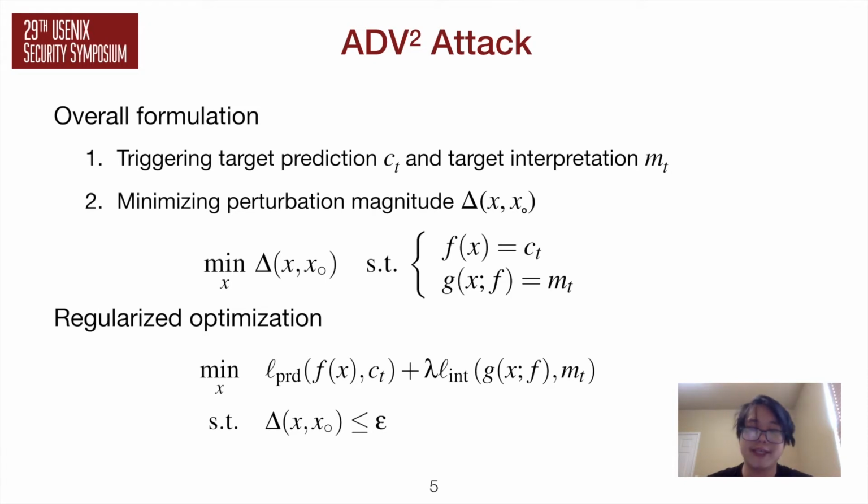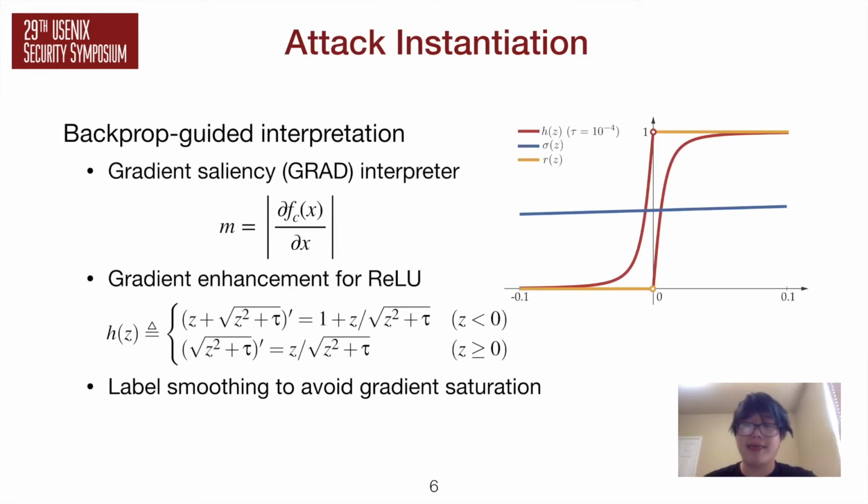Here, L prediction is the targeted PGD loss, and L interpretation is the squared L2 distance between the generated map and the target map. We can directly apply the formulation in the previous slides to representation-guided and model-based interpreters.